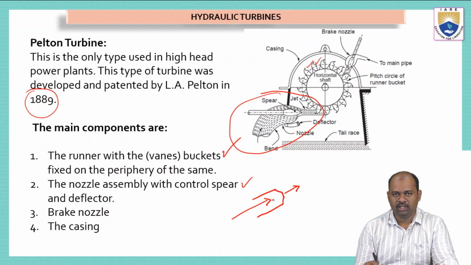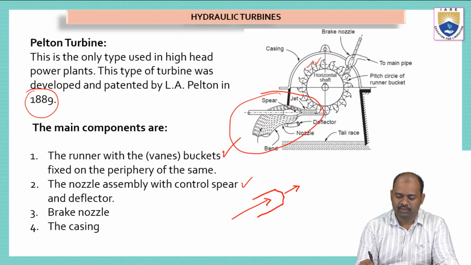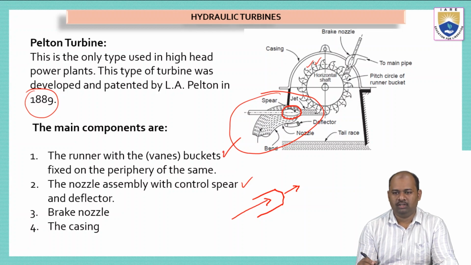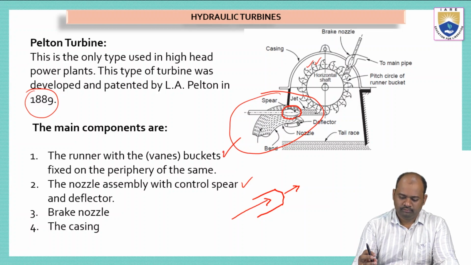Inside this nozzle, we use a device called the spear. The spear is a metallic rod of conical shape. The spear is used to control the flow of water coming out of the nozzle. When it is pushed towards the right side, less water will come. When it is pushed back to the left side, more water will come out of the nozzle.